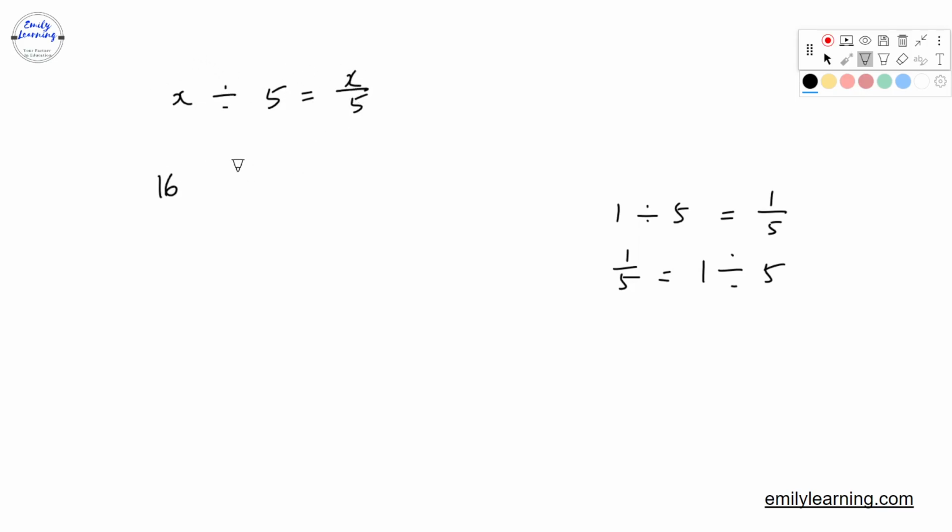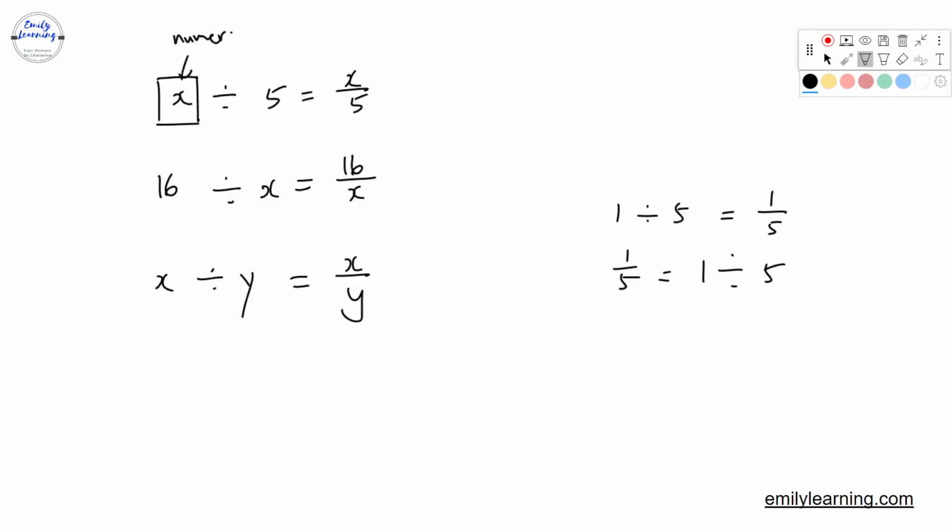So if I have 16 divided by x, then now 16 will be the numerator and x will be the denominator. If I take x divided by y, it will be x over y. So in short, to represent division in algebra, we'll just write it as a fraction. So this will be the numerator, and this will be the denominator.